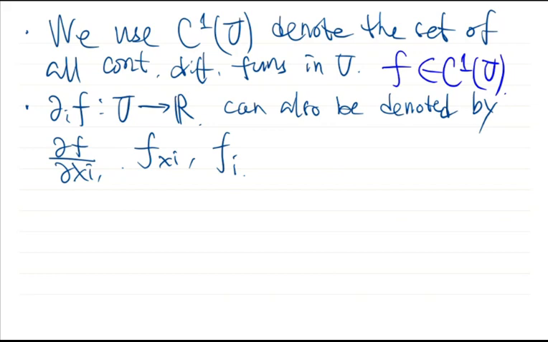So far we have talked about real valued functions. How about vector valued functions? We consider a vector valued function F, a map from a neighborhood of A to another Euclidean space R^m. So this is a function with independent variables and dependent variables.